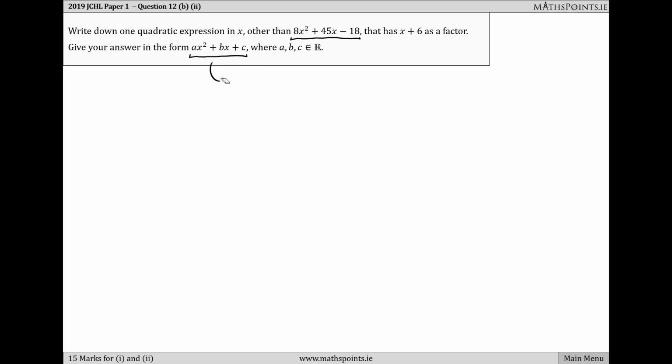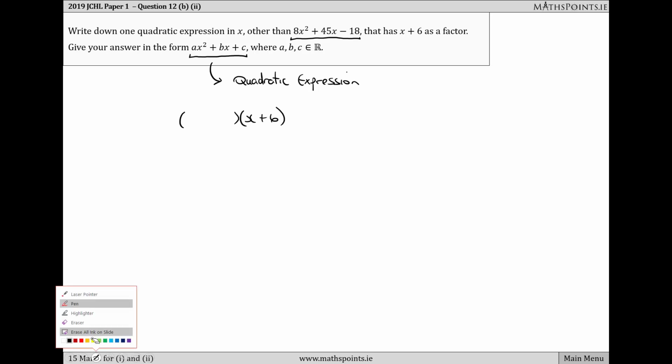So again, we're trying to create a quadratic expression, but they've only given us one of the factors, and they've left it up to us as to what the other factor will be. So I'm going to open up a set of brackets, and I have an unknown factor in here. I'm going to create a factor in a minute, and we're going to say that x plus 6 is the other factor. So they do tell us that x plus 6 has to be a factor. We can create any other factor.